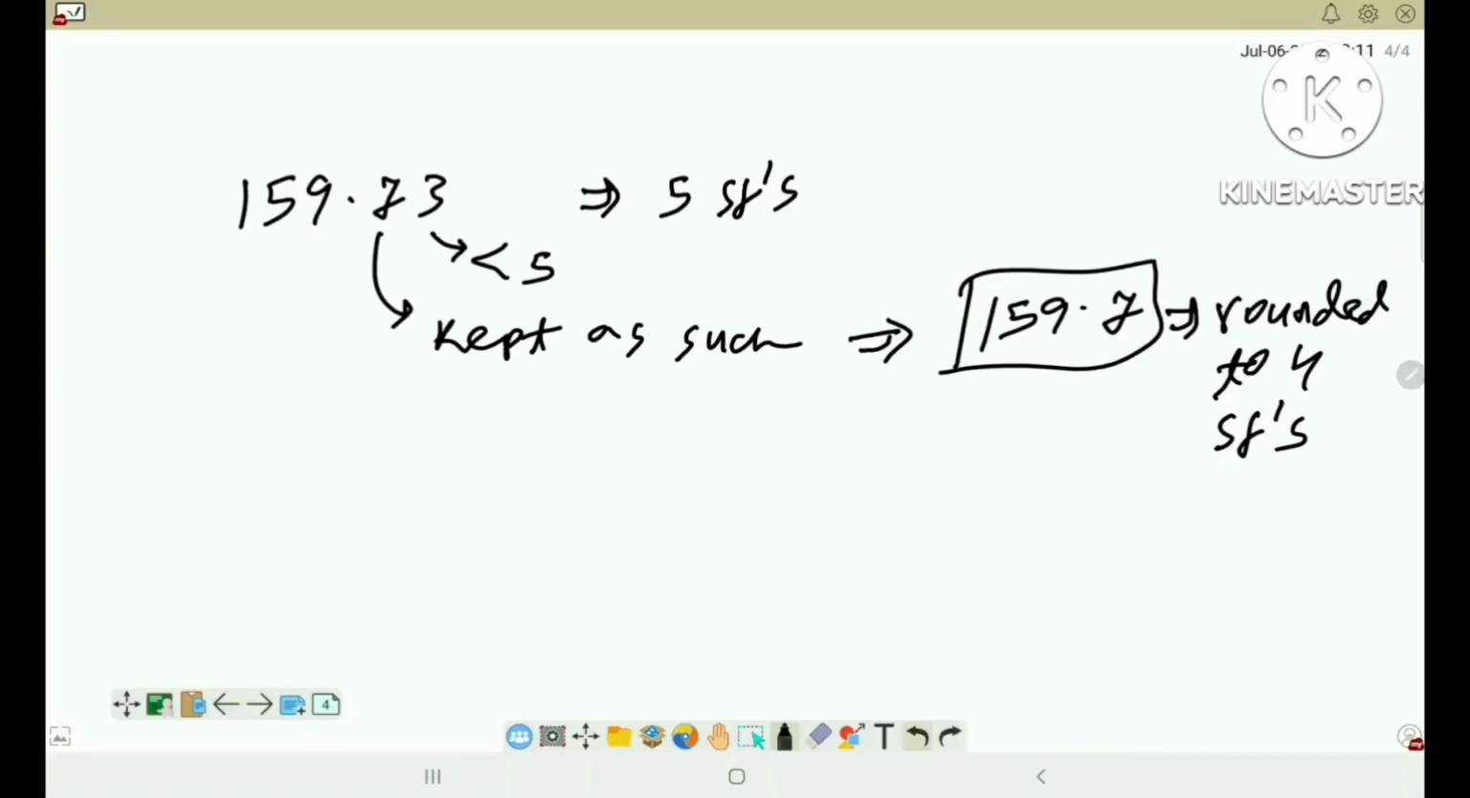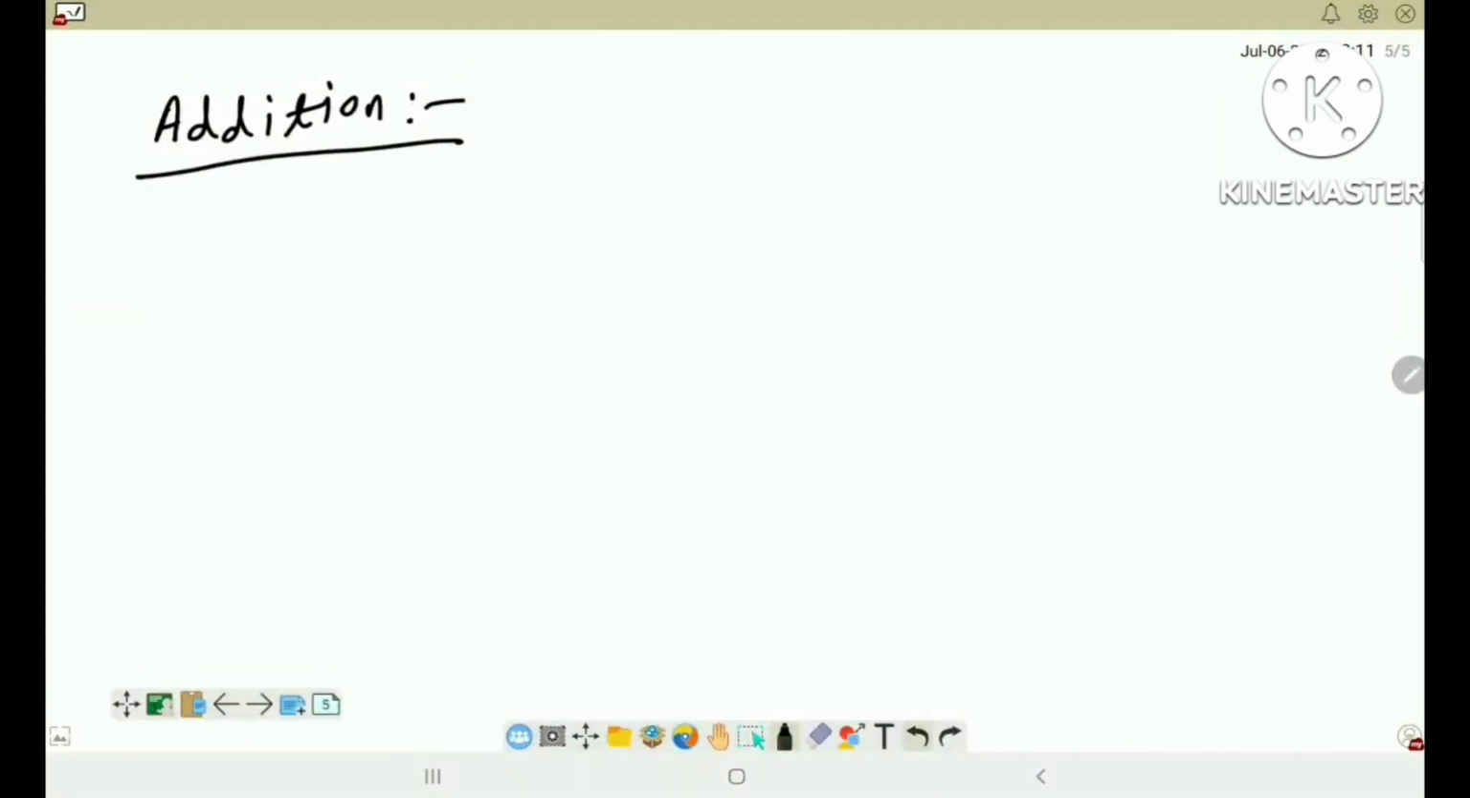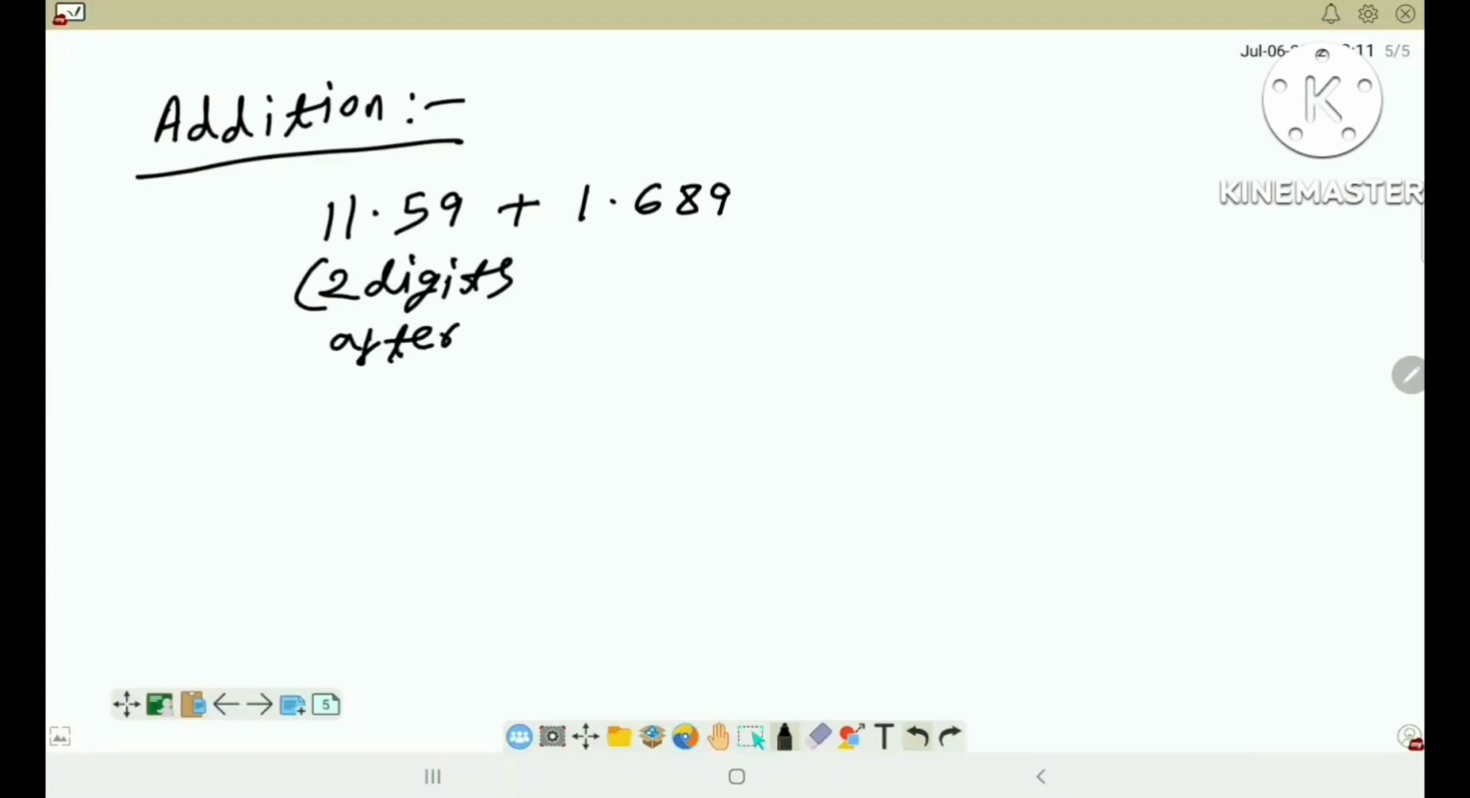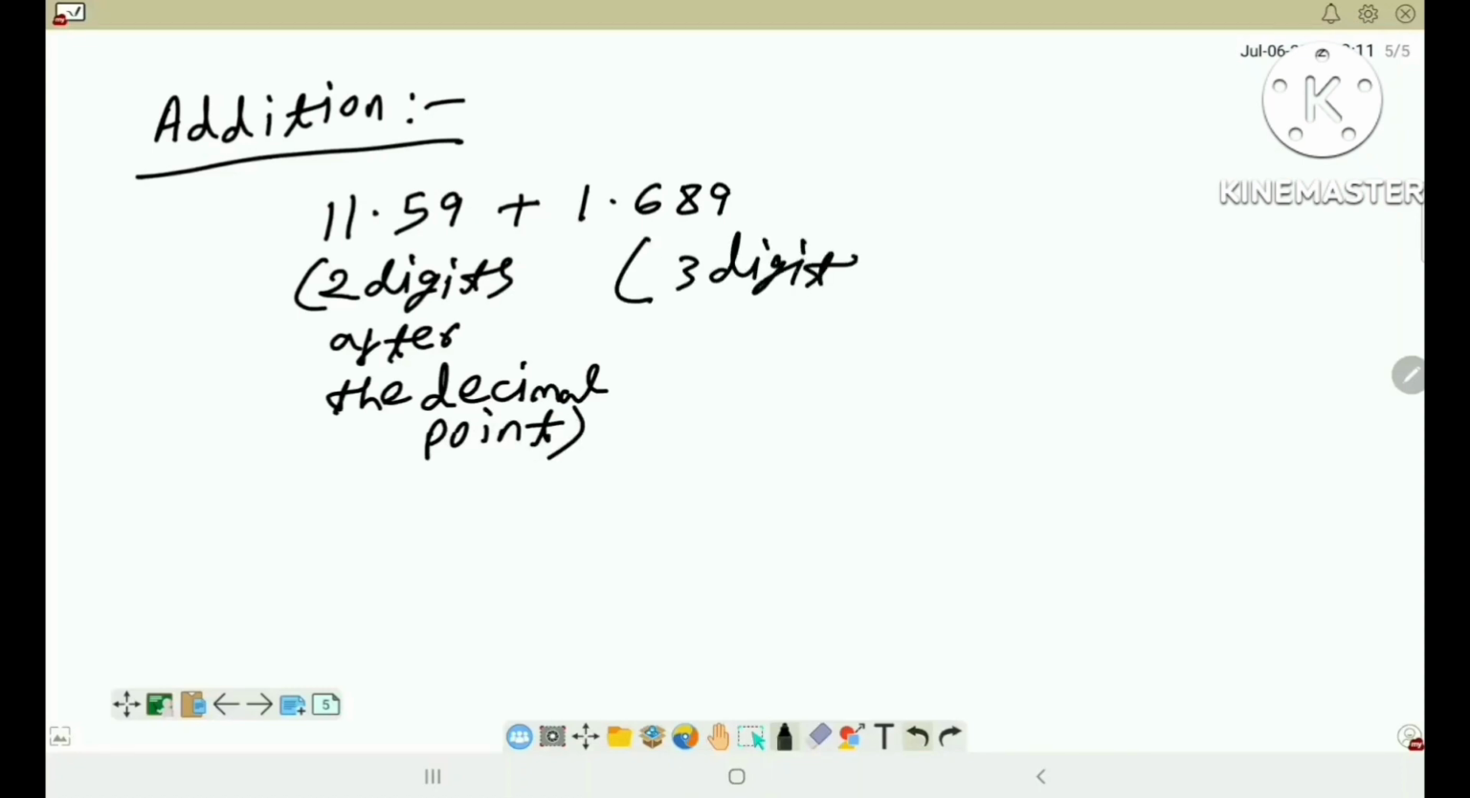Now let's see some more examples regarding addition of two numbers with proper number of significant figures. Let's say 11.59 plus 1.689. Here in the first number there are two digits after the decimal point. What are they? 5 and 9. However, in the second number, it has three digits after the decimal point. 6, 8, 9.